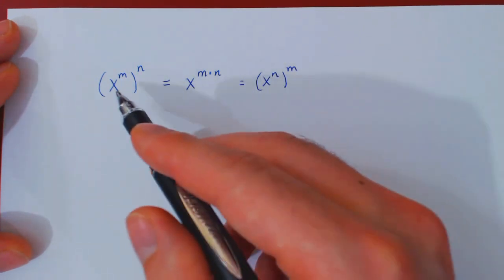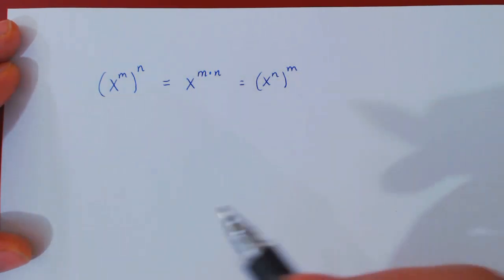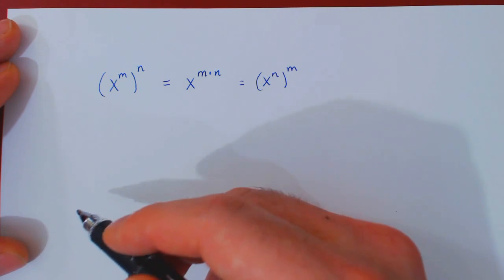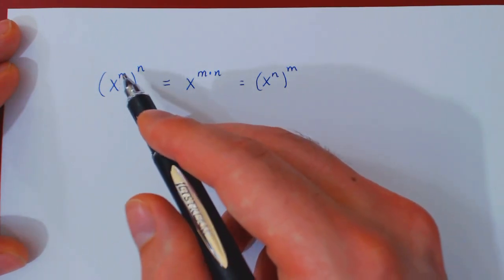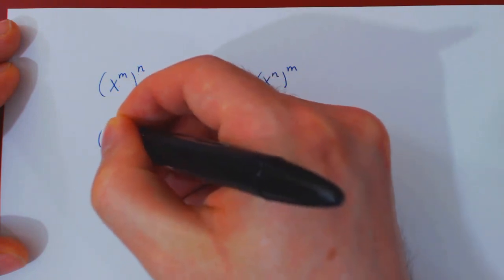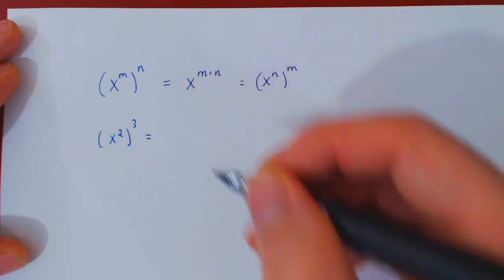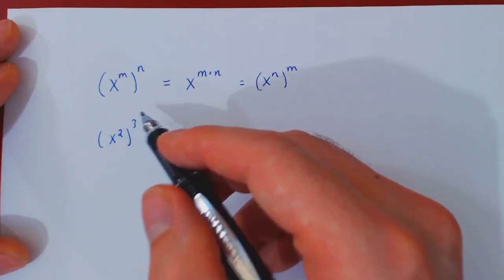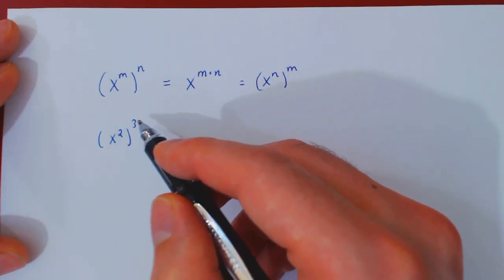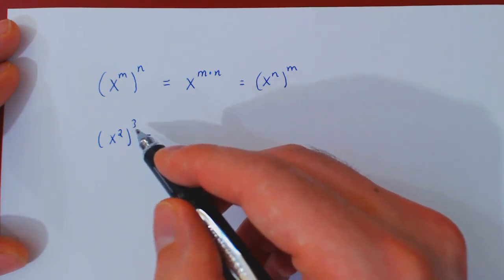And again, if you forget this basic rule, you can always check with a special case. So suppose we take m to be 2 and n to be 3. So if we have, say, x squared, then cubed. Well, and here it's up to you. You can choose to apply this exponent, then this one, or vice versa. Let's first apply this exponent.